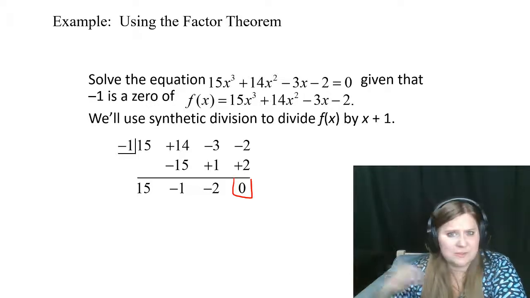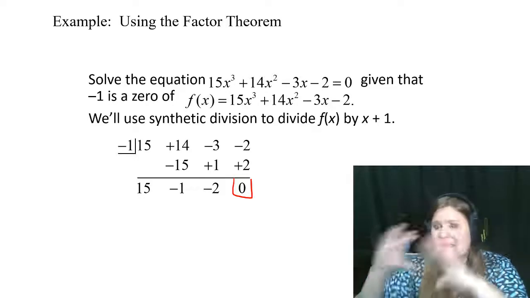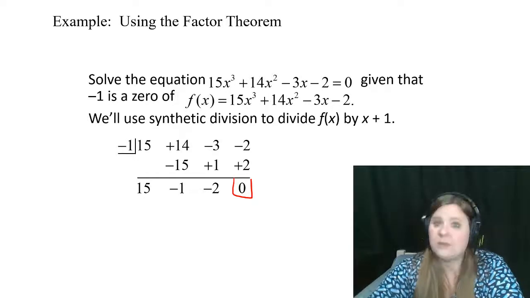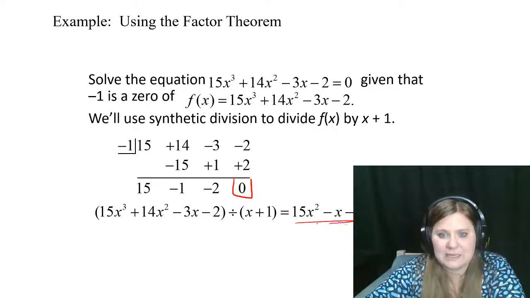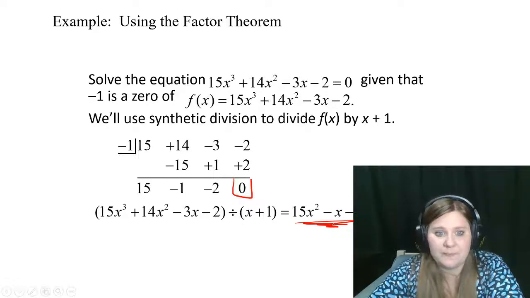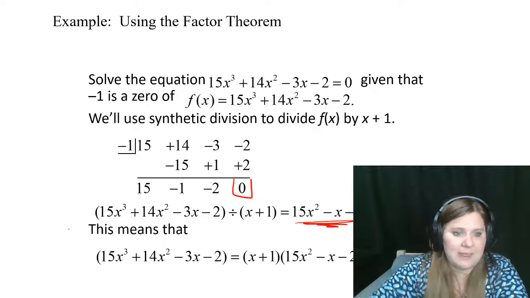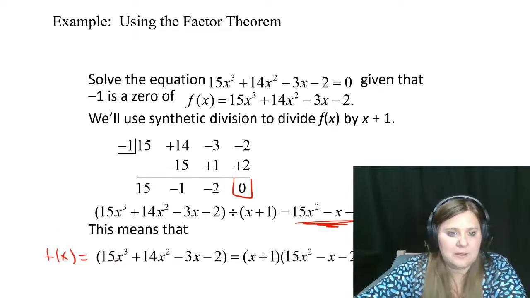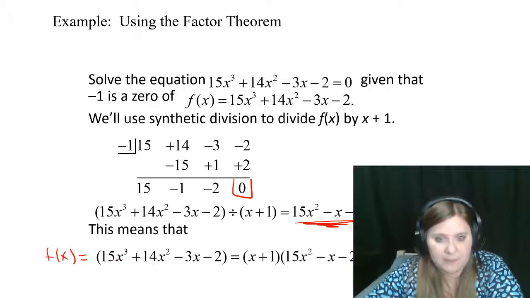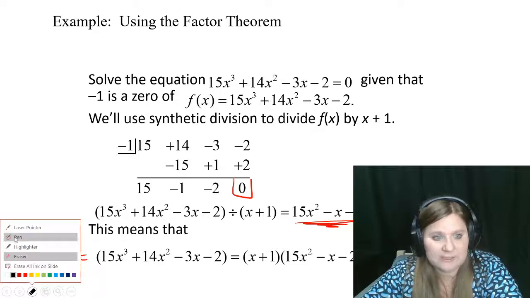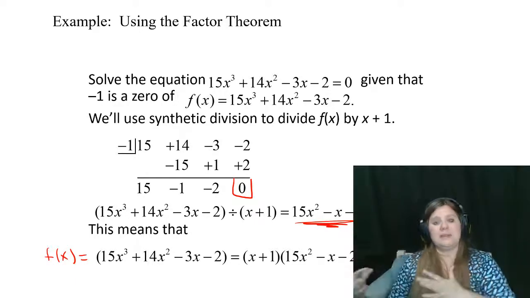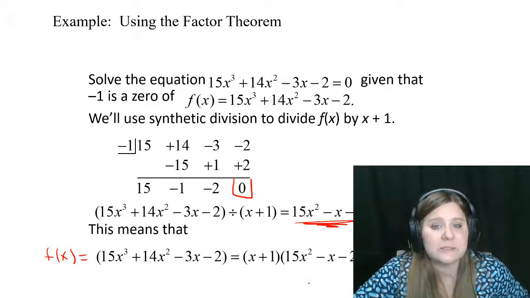Now, I told you on the previous slide that I'm going to be able to write f of x as x plus 1 times something. Well, now I know what the something is, okay? Because when I divided by x plus 1, I got this 15x squared minus x minus 2. So I can write my f of x equals, and instead of writing it in the cubic form, I have my x plus 1 times 15x squared minus x minus 2. So again, because I divided by x plus 1, what I have left is what I would have left if I factored x plus 1 out.